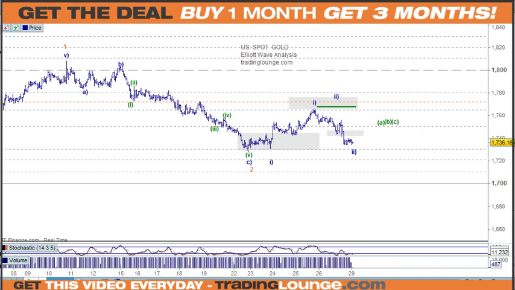So it still could come to here and then go up at that point, but it's probably more likely to continue down at this point. So we haven't been trapped. We've been talking about it.